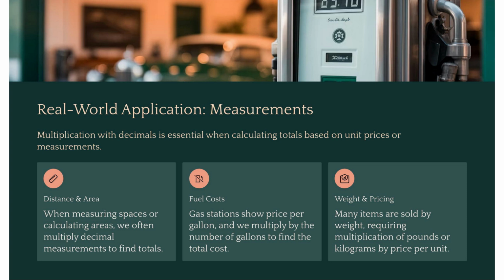Decimal multiplication is frequently used for calculating measurements and total costs when purchasing bulk items. For instance, if you're filling up a gas tank, the final bill is calculated by taking the price per gallon, a decimal, and multiplying it by the number of gallons, another decimal. This single operation gives you the total cost.